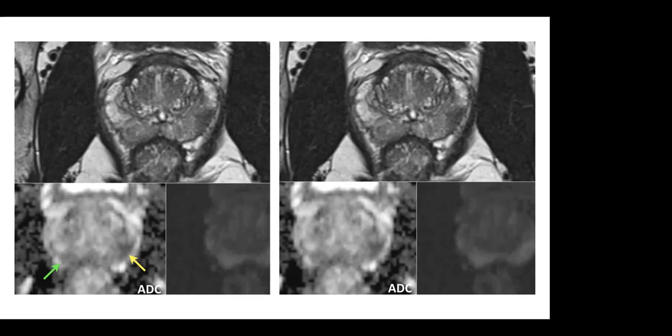But we start with the ADC and diffusion for the peripheral zone and complement them with T2 and post contrast sequence. For the transitional zone, we rely mostly on T2 weighted images, because in the transitional zone, the enhancement is most of the time confusing. So then we have to respect the restriction on the diffusion and ADC mapping.